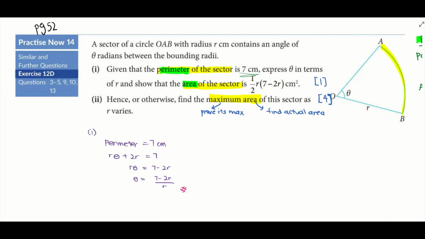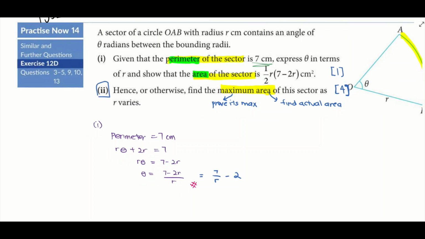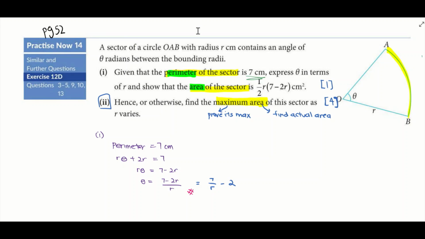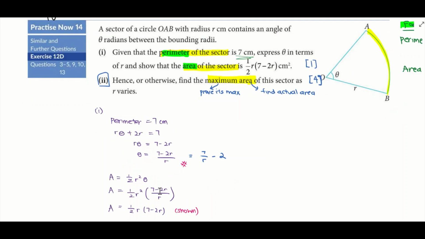Okay, using the perimeter formula that I have, my theta is (7 minus 2r) over r. Okay, we continue from theta. We still have to find the area of the sector. So, I know my area is this. According to the formula, I just have to sub in theta. Okay, simplify, you should be able to show half r times (7 minus 2r).